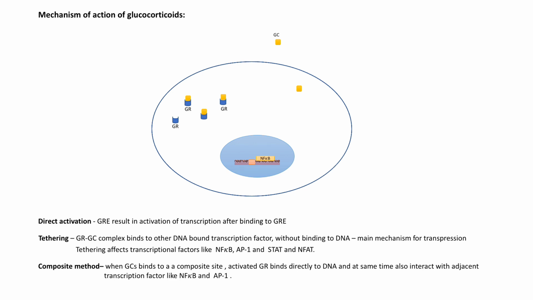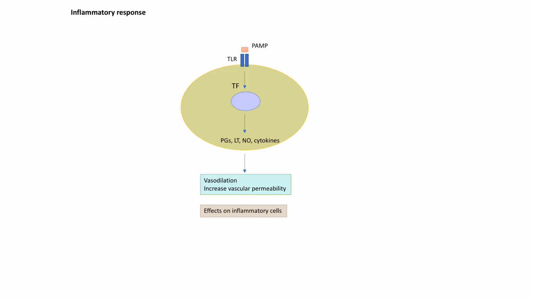Third mechanism is called composite method. In this method, glucocorticoid receptors have two effects. One is glucocorticoid receptors bind to DNA and increase expression of some genes. And same glucocorticoid receptor interact with adjacent transcription factor and inactivate it. Now let's see which genes are inhibited by glucocorticoids and which genes are activated.